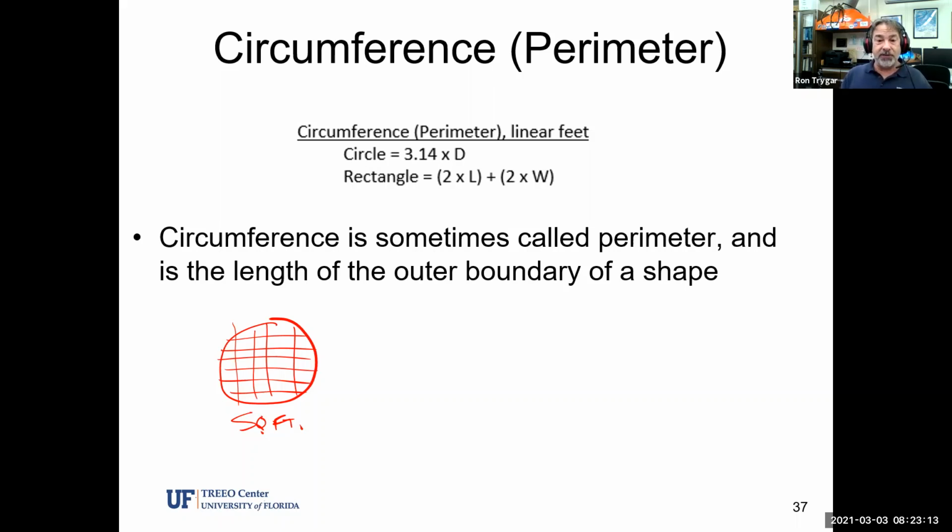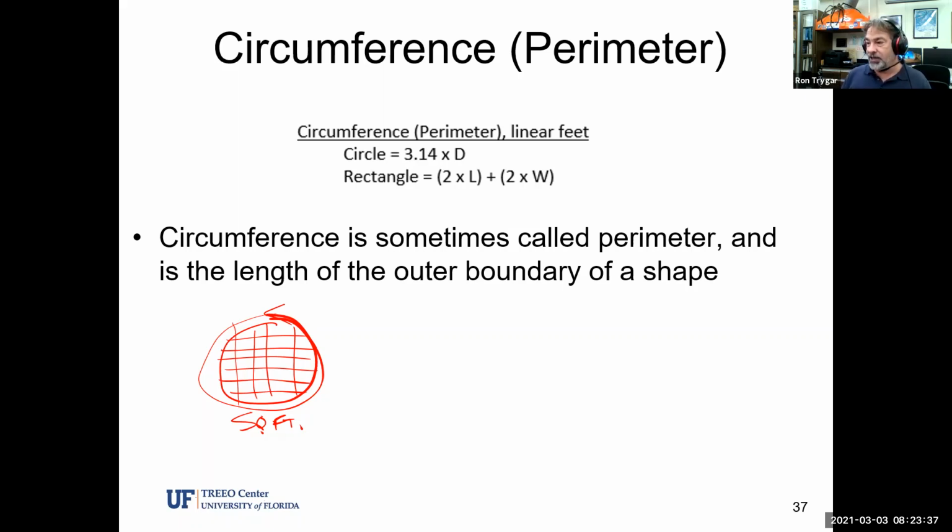In fact, if you just used the 3.14 times the diameter number, you actually get something known as the circumference, or the distance around the pipe. The outside dimension is really what you're going to get. So circumference is the distance, or the linear feet, around a shape. That's a little bit different, so it's a different calculation.